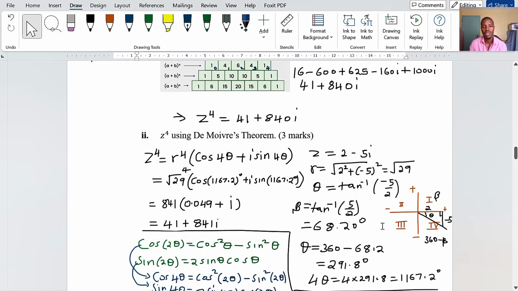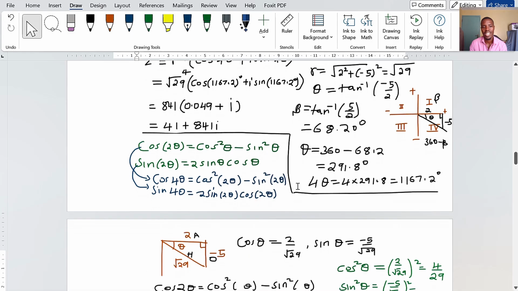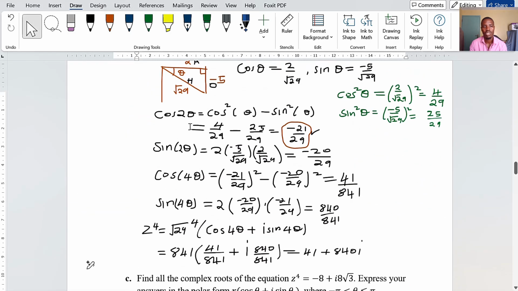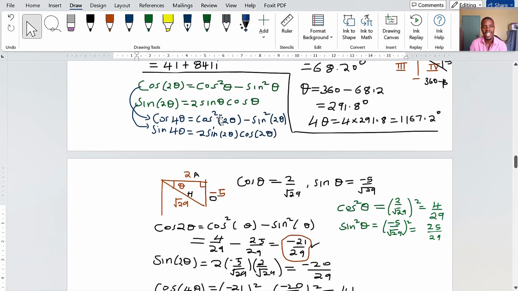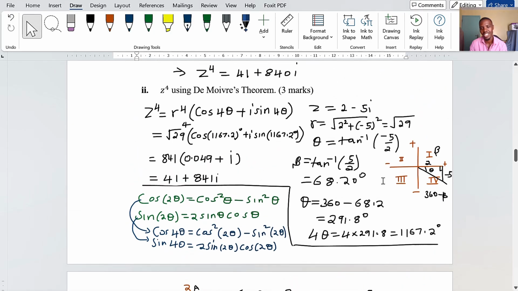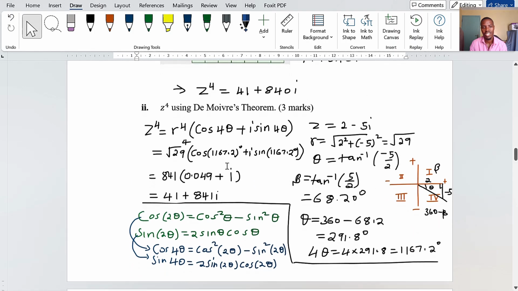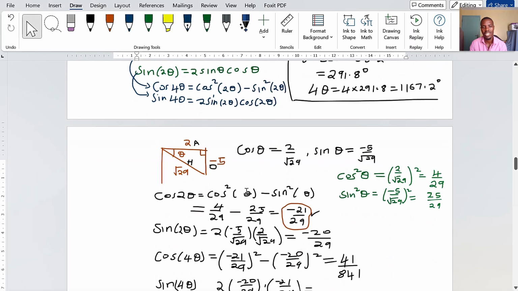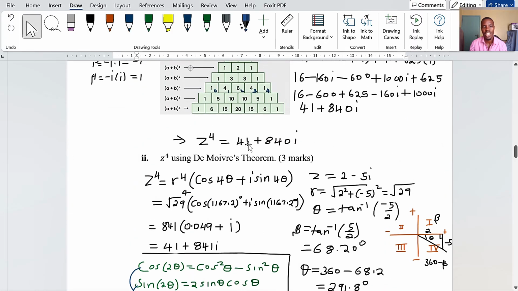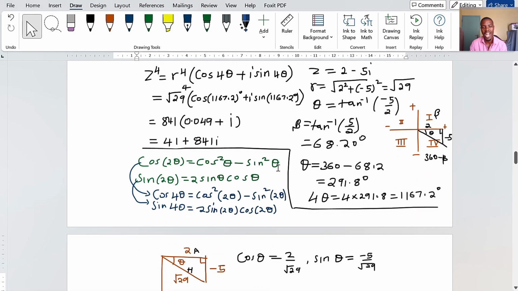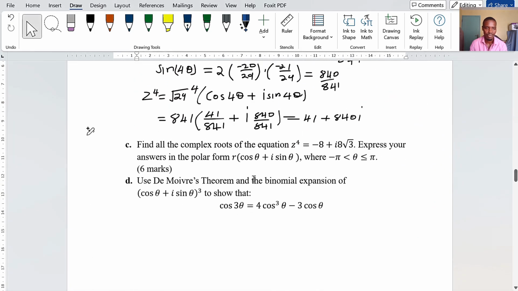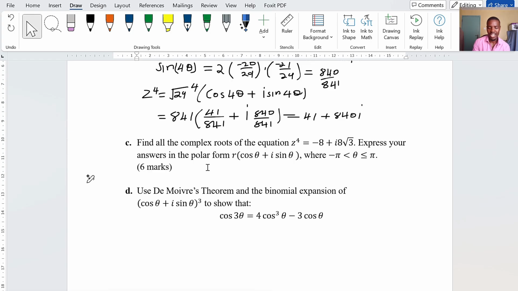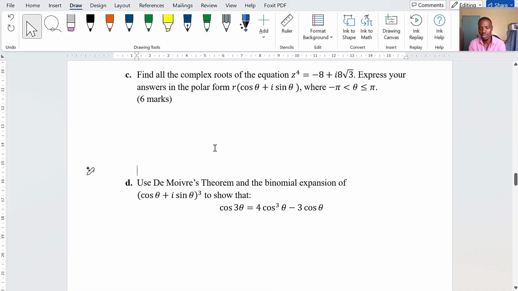So the error of one here comes because of rounding off in the angles, but you can get the exact value by using the trigonometric identity. So if you forget this, then just go through this method. You'll get an error of 841 in the imaginary, that is an error of 1, which can still be ignored. But using the trigonometric identity proves that our binomial expansion, which is 41 plus 840i, is actually correct. That was a long journey to reach there, but finally we are there. So we can proceed to C.